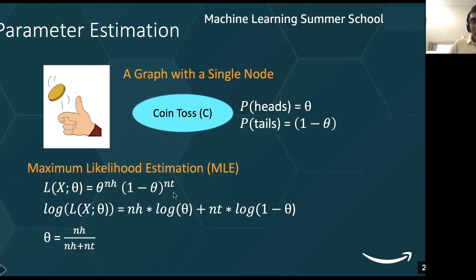And then if you actually differentiate this with respect to theta and set it to 0, you would end up with this particular expression, right? Which is very intuitive. I mean, the probability of heads is the number of heads divided by the total number of trials. So this is essentially a maximum likelihood estimate.